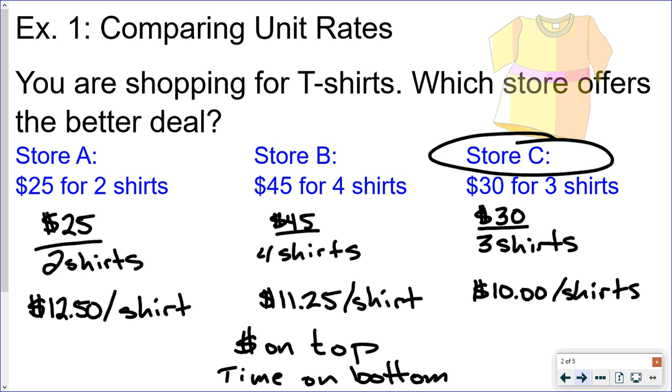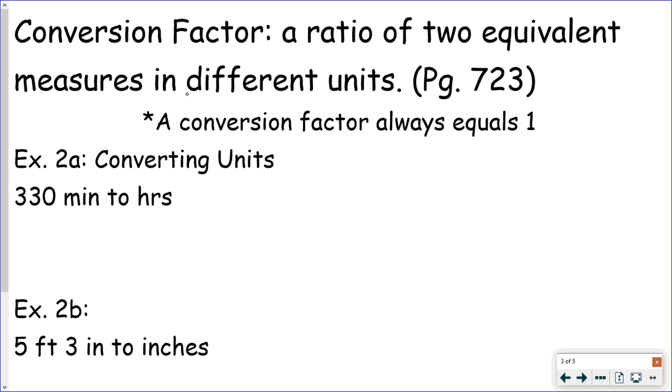So let's look at another example here. Now we're going to look at using conversion factors. A conversion factor is a ratio of two equivalent measures in different units. For my students, these conversion factors are on page 723 in your textbook. A conversion factor is always equal to 1.